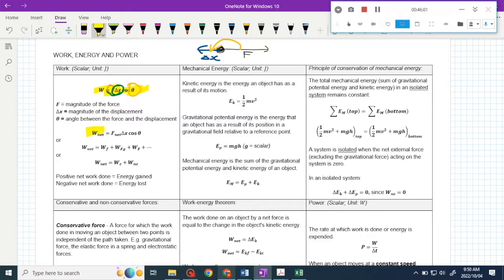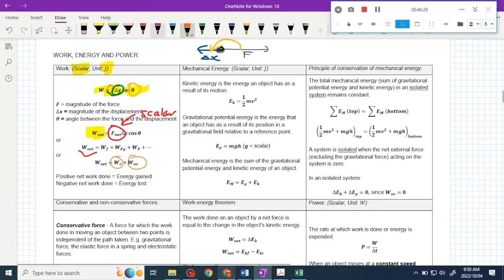Net work, remember, work is measured in joules. It's a scalar quantity, no vectors. So in this case over here, the net work, we're going to plug in as a scalar, just the magnitude. Displacement, just the scalar, etc. We can also calculate the net work by adding together all of the works, or we can say it's equal to the work done by the conservative forces plus the non-conservative forces.